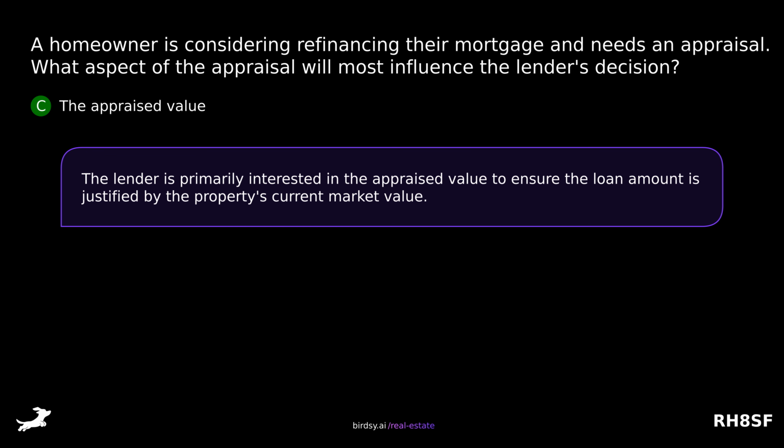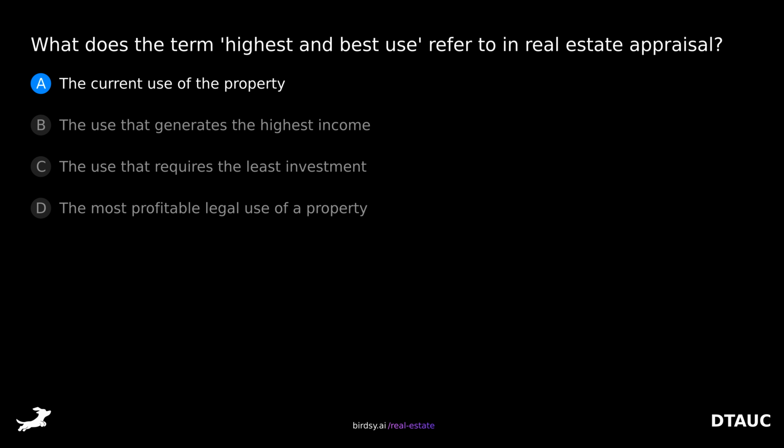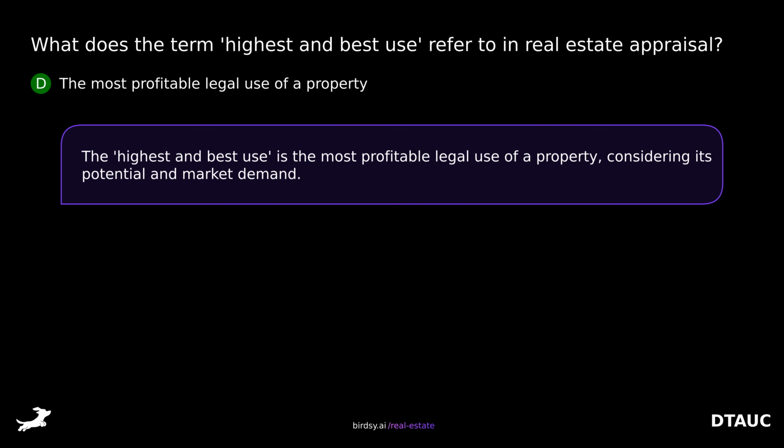What does the term highest and best use refer to in real estate appraisal? Is it A, the current use of the property, B, the use that generates the highest income, C, the use that requires the least investment, or D, the most profitable legal use of a property? The answer is D, the most profitable legal use of a property. The highest and best use is the most profitable legal use of a property, considering its potential and market demand.